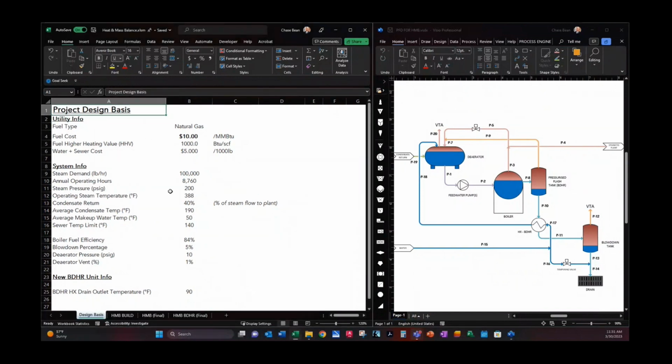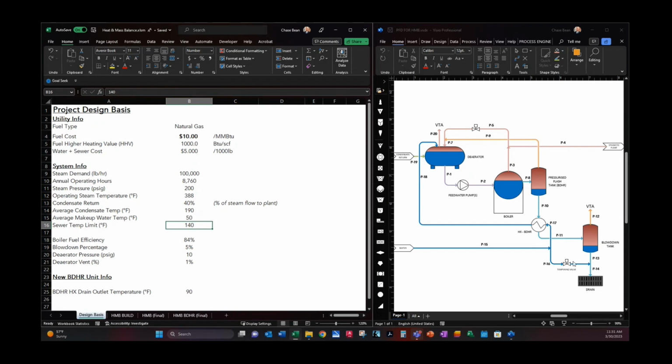So this is basically our simple design basis for the project. We have natural gas as the fuel cost, higher heating value of the fuel, water plus sewer cost, just some round numbers here for simplicity. Steam demand to the plant of 100,000 pounds per hour, operating all year, 200 pounds of steam, 40% condensate return. That's based on steam flow to the plant. Condensate return temperature, makeup temperature. We have a sewer limit here.